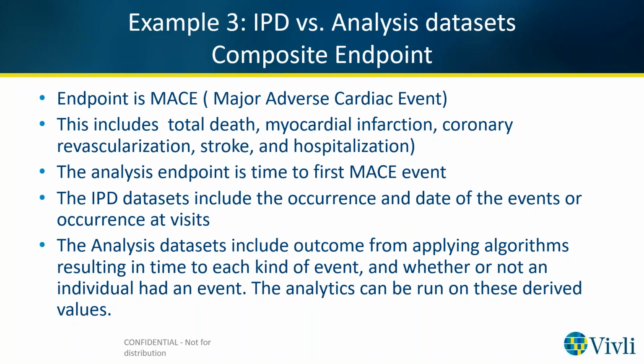So the IPD dataset includes the occurrence and the date of each of these kinds of events, or the occurrences at visits if the events happened. The analysis data would include outcomes from applying algorithms such that you measure the time to each kind of event. You would also have the time to the first of any of those events. And therefore, this is the variable that would be needed to recreate any analysis that's reported from the study.